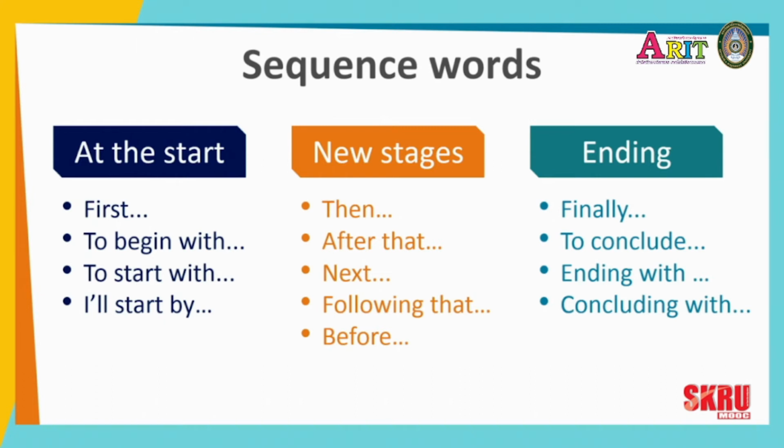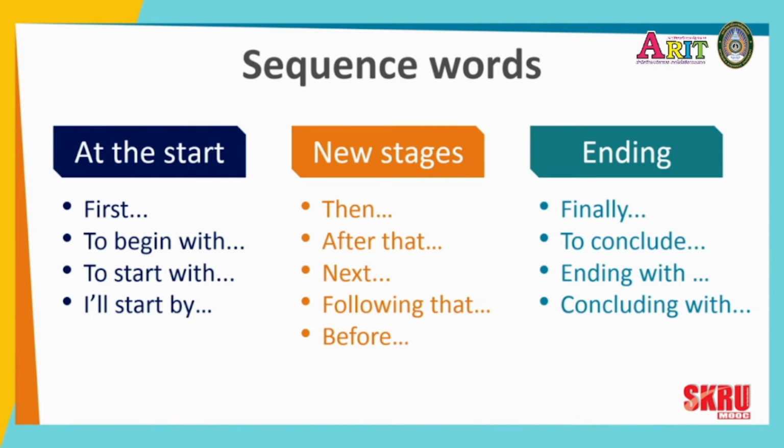The next stage, when you're going to move on to stage 2, 3, or 4, you're going to use then, after that, next, following that, or before. And then your last stage, ending, you're going to tell them so they know what point. So finally, to conclude, ending with, and concluding with. Again, they are all similar in meaning. You just need to choose which one you think sounds better for your presentation.